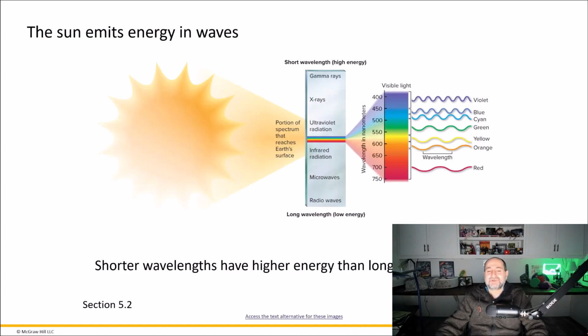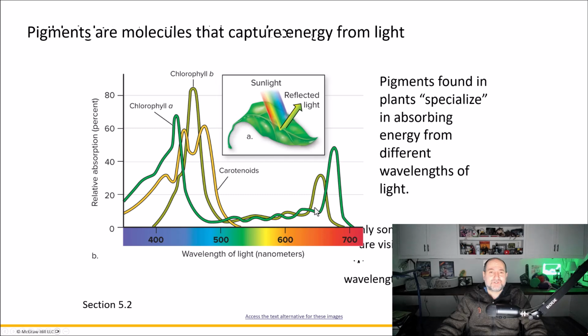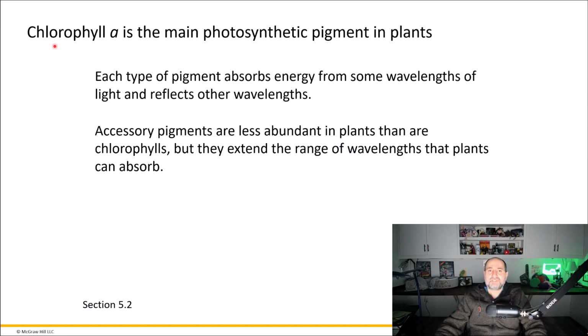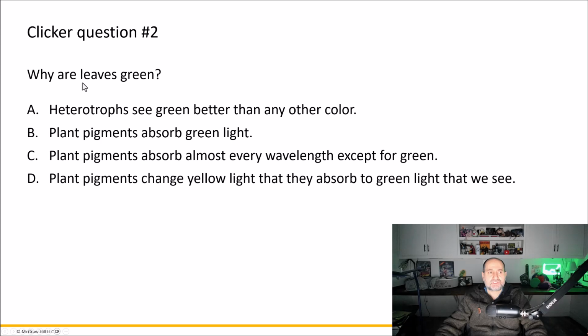Next, remember light. You should definitely know that shorter wavelengths of light have higher energy than longer wavelengths. You should also definitely know that plants, any kind of green leaf or tree or grass, the reason it's green is that it does not absorb green light. So you should know that green light is not absorbed by plants. You should know that pigments such as chlorophyll A absorb energy from light, and that is how we capture the energy from sunlight.